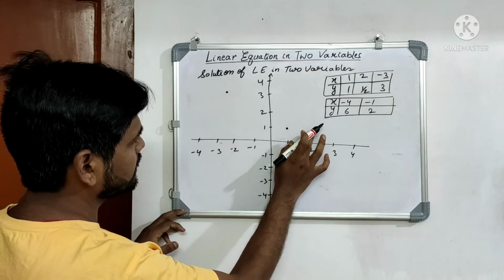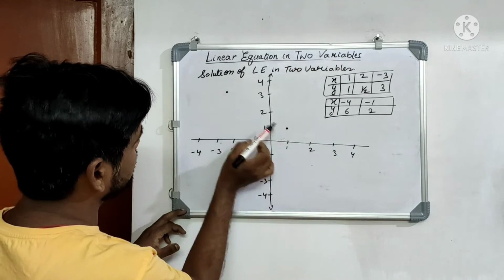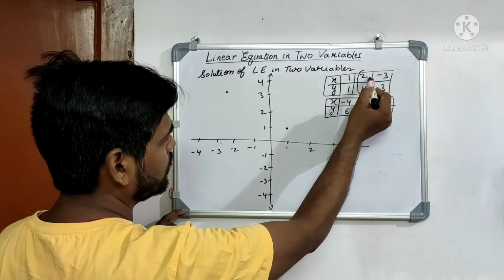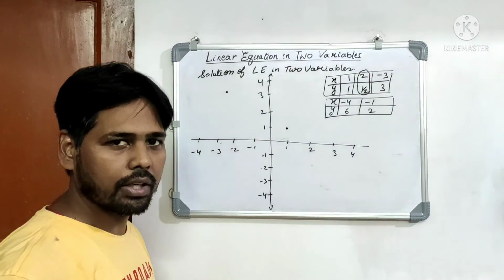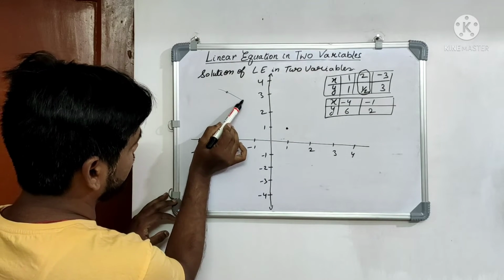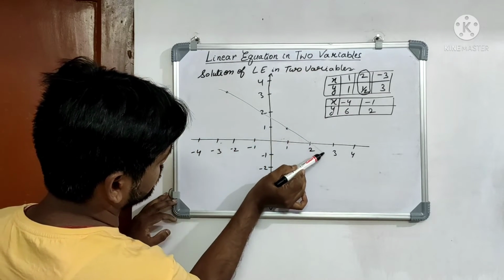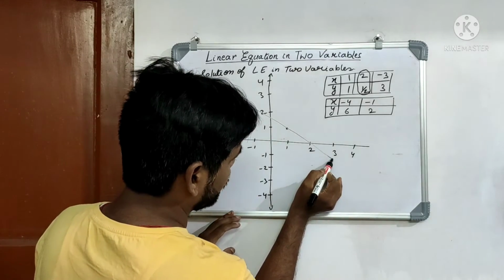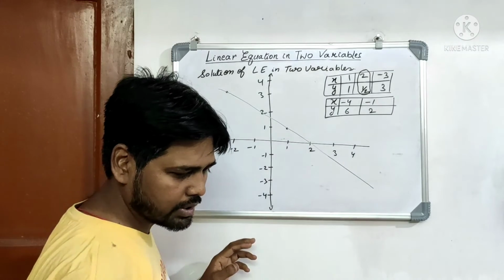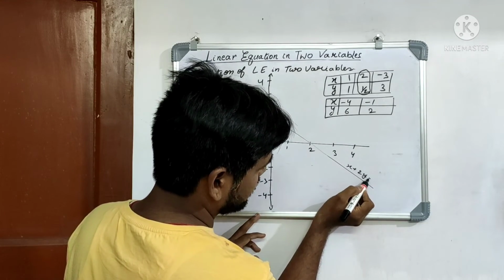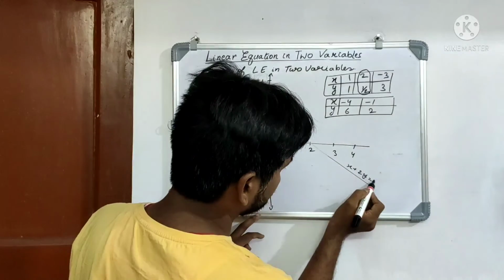If I am considering these 2 points rather than skipping this, because this is a rational value, there are probabilities that our line may get distracted or it won't be a straight line. So here I am drawing a line just passing through these 2 points. And this system of equations was x plus 2y is equal to 3.